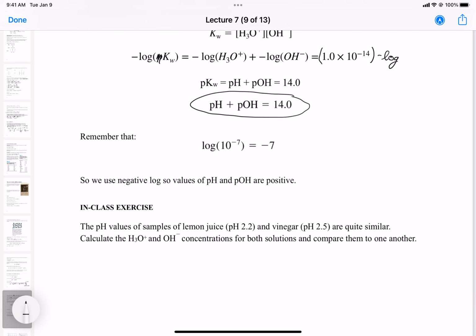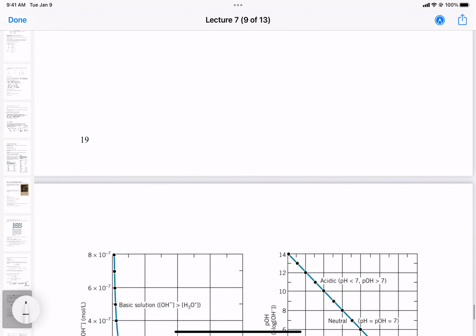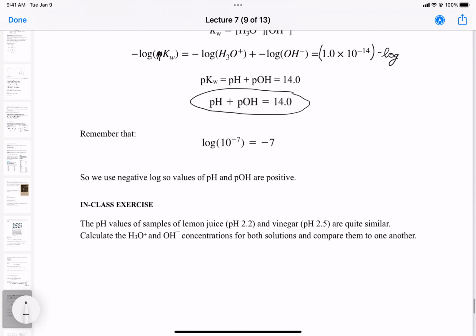All right, so I'll end things there. In the next video, we'll do an exercise of calculating the H3O concentrations, OH concentrations, and then the pOH as well, and then we'll discuss more about the pH scale and what these numbers mean.